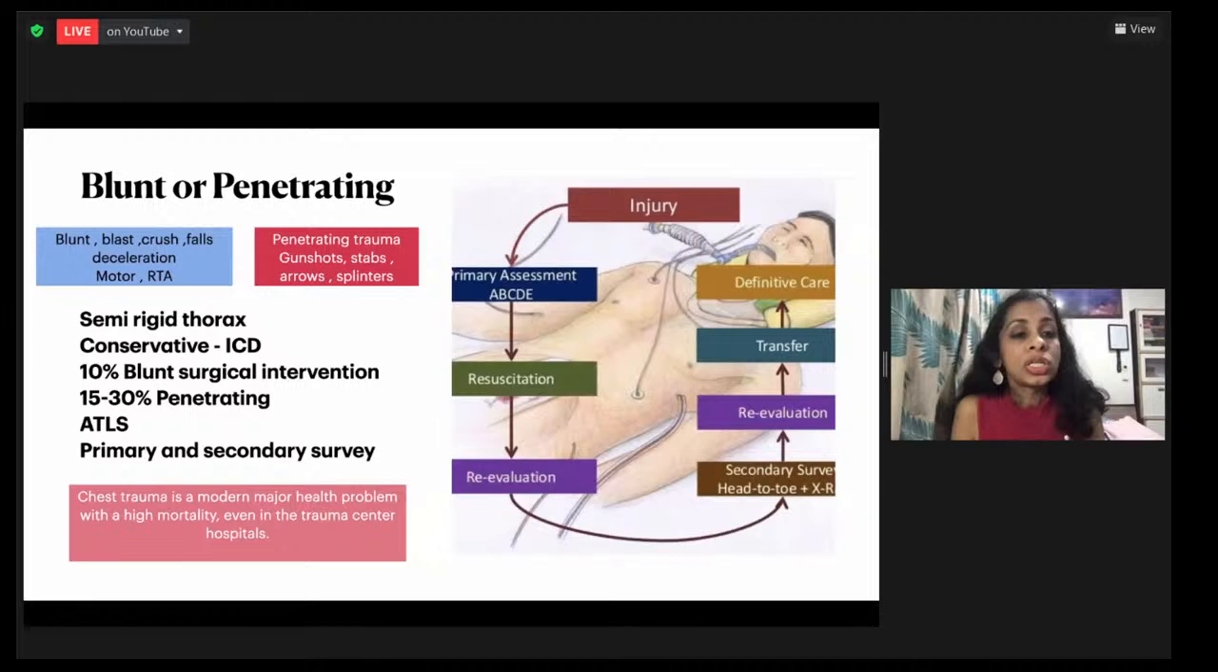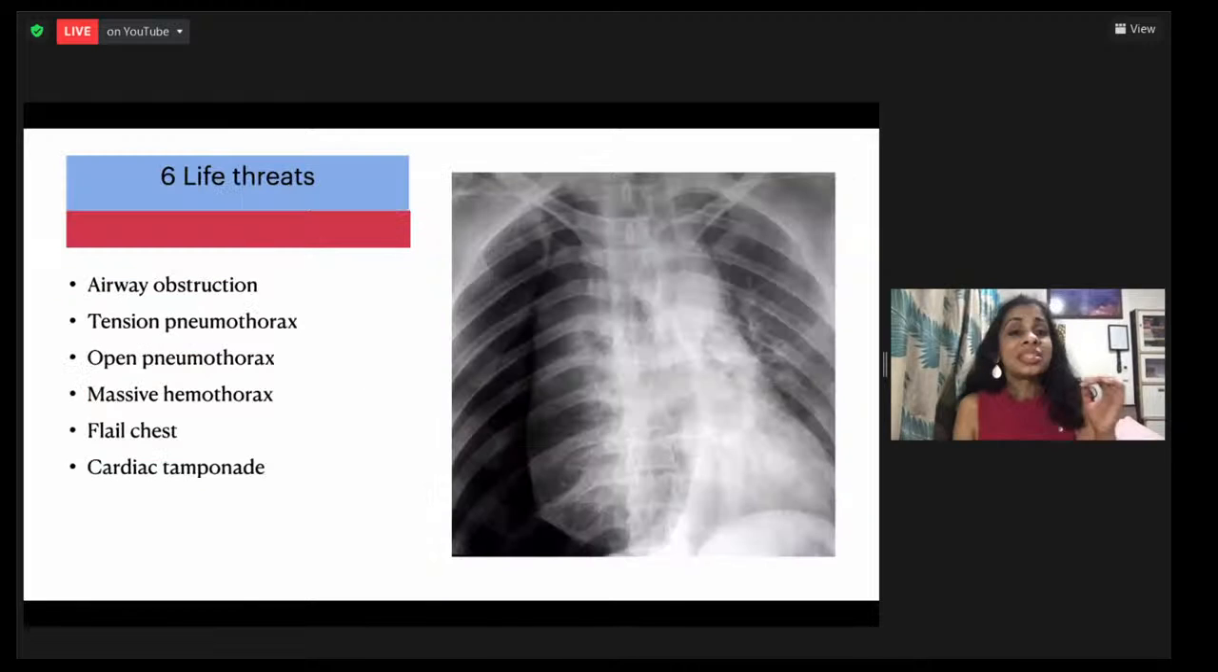because in our primary survey and in our resuscitation of the vital functions, we are going to find out the 6 life-threatening injuries which are there with chest trauma. They are the airway obstruction, tension pneumothorax, open pneumothorax, massive hemothorax, flail chest, and cardiac tamponade.